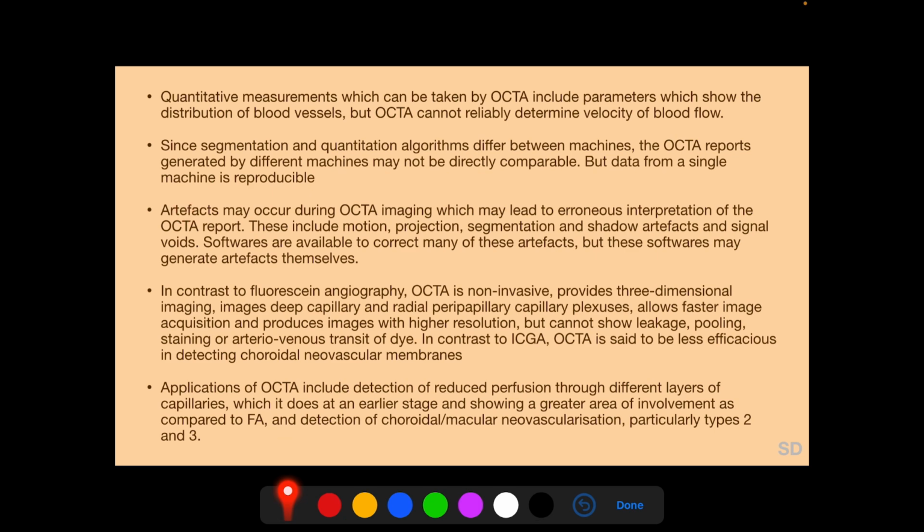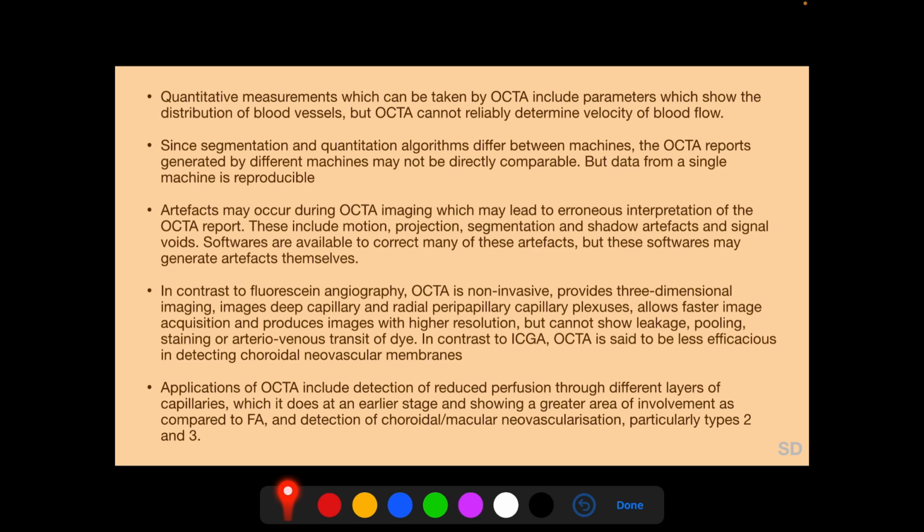Artifacts may occur during OCTA imaging, which may lead to erroneous interpretation of the OCTA report. These include motion artifact, projection artifact, segmentation artifact, shadow artifact, and signal voids. Softwares are available to correct many of these artifacts, but these softwares may generate artifacts themselves.